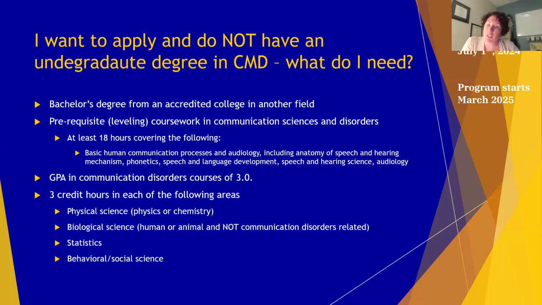Some programs might have differences in their coursework, but this is the general requirement, and it has to hit that 18 hours. Again, we're looking for a GPA in communication disorders of at least 3.0. And then again, you need those 3 credit hours in physical science, biological science, statistics, and behavioral or social science.